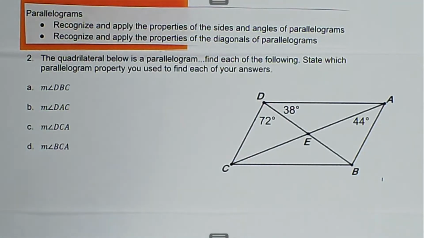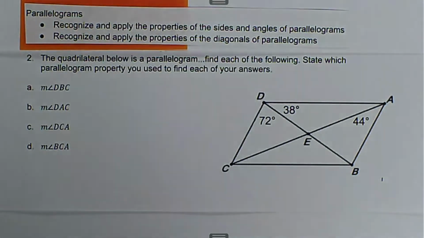We are talking about parallelograms, and we want to recognize and apply the properties of the sides and angles of parallelograms. So here we have example 2. The quadrilateral below is a parallelogram. Find each of the following. State which parallelogram property you use to find each of your answers.